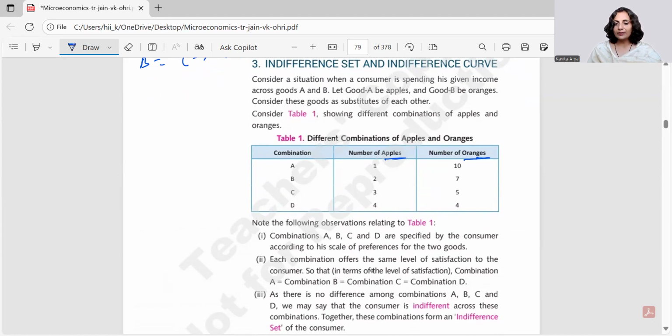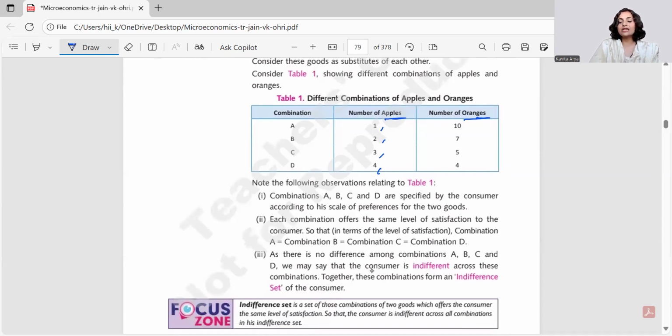So he can go for 1 unit of X and 10 units of Y, or 2 units of X and 7 units of Y, 3 units of X and 5, and 4 and 4. You would be observing a similar but opposite pattern to what we studied in the first chapter: if you are increasing some value, you have to reduce the other because the resources are scarce and limited. As your money income is limited, you have to go for the sacrifice of one if you want to increase the other. So these are the combinations.